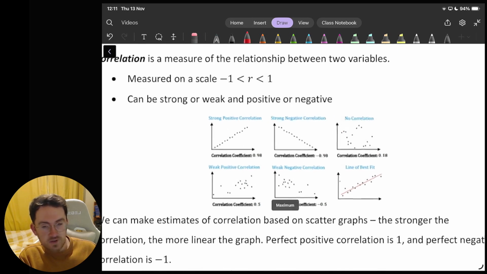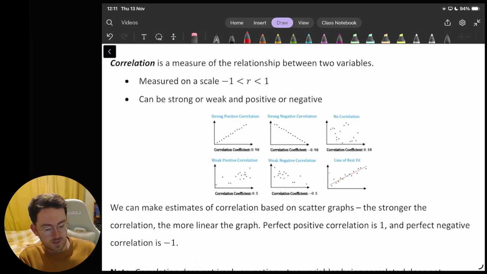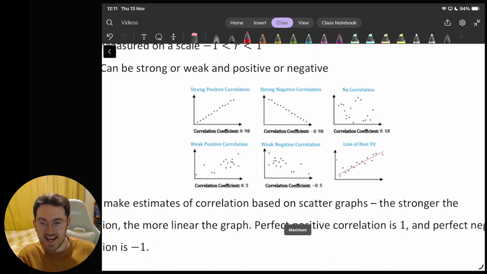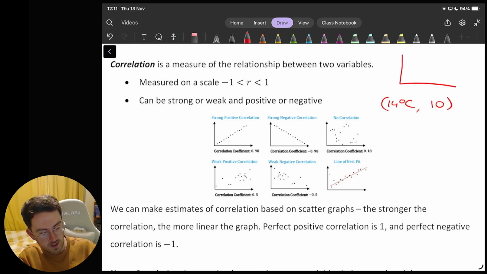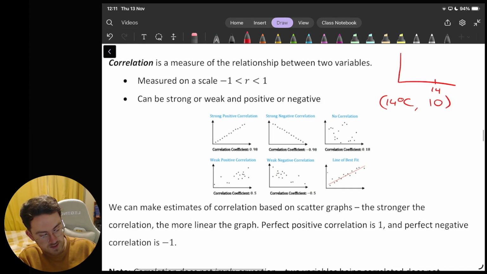The different types of correlation, we can see pictures of them here, and this is working with the scatter plots that we're going to get into. So with a scatter plot, we look at each axis and we plot each data point. We're taking those two variables, say 14 degrees, and there were 10 ice creams sold. I would plot that on my graph at 14 on this axis and 10 on this axis. I could do an X, I can do a circle, I can do whatever.